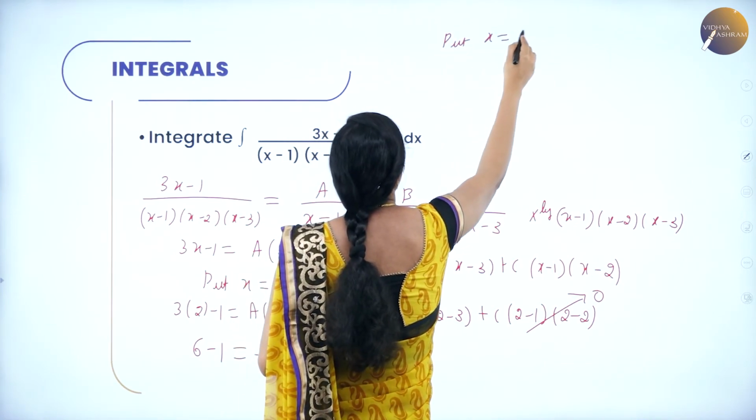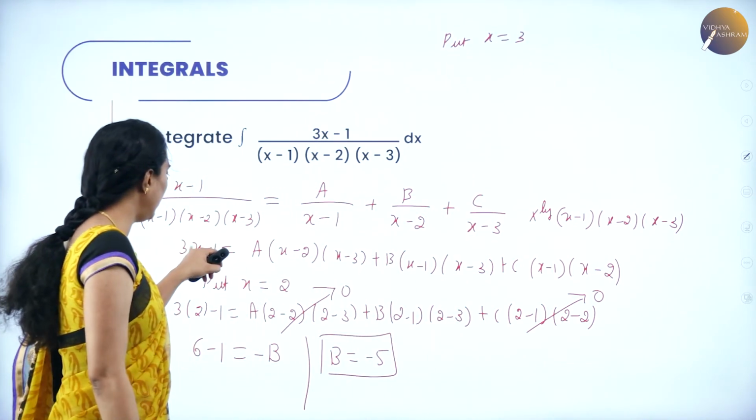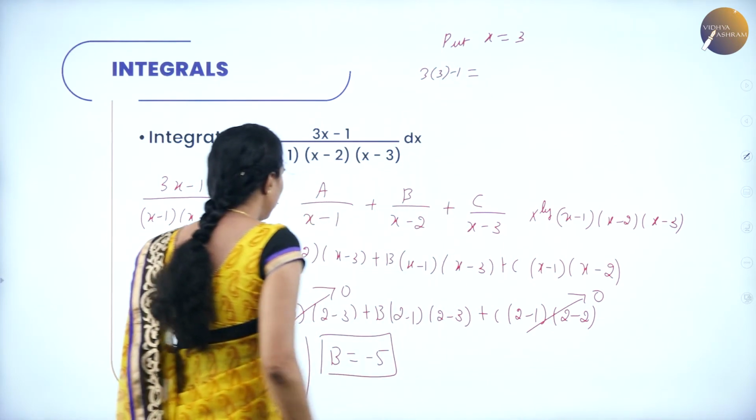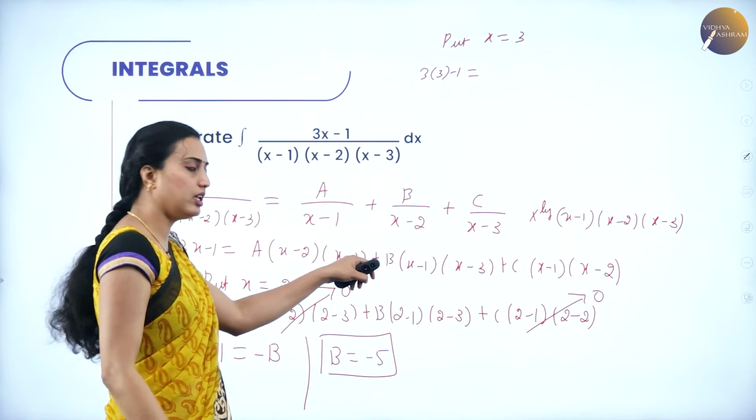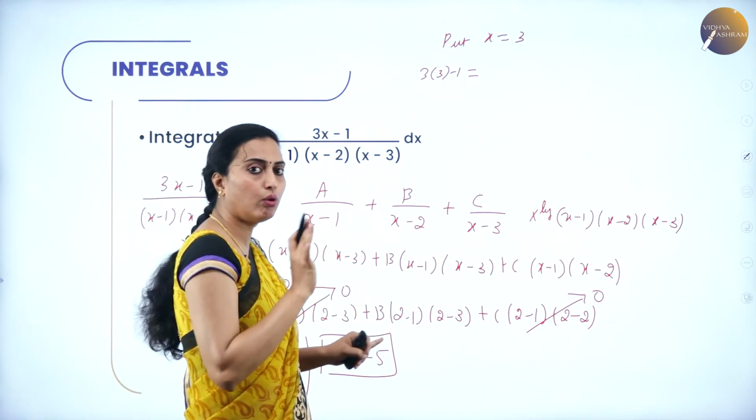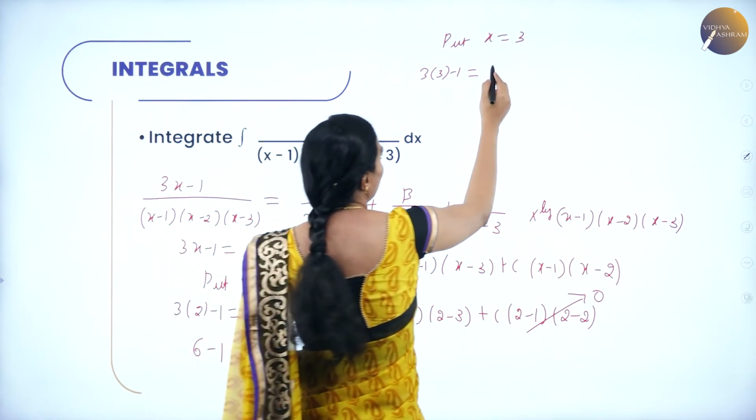Put x is equal to 3. So what are you getting on the left hand side? 3 into 3 minus 1. A term 3 minus 3 will get cancelled, 0, and 0 into anything will be 0, only c is remaining. Let me write that.